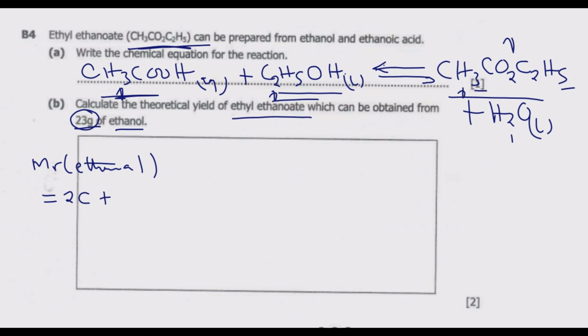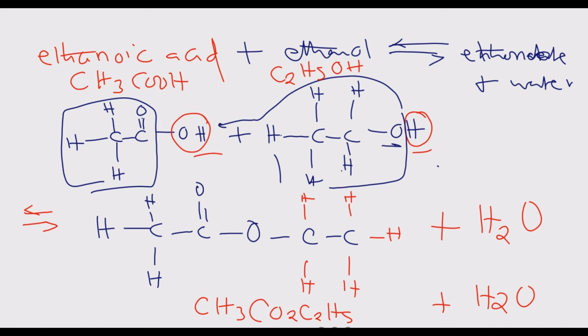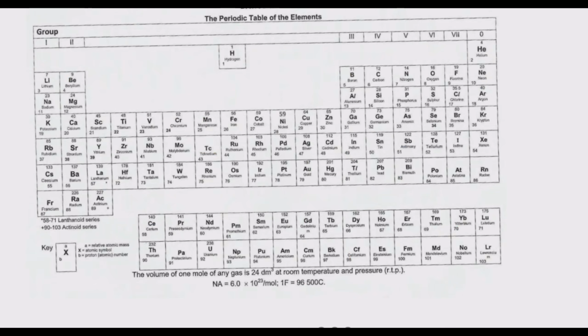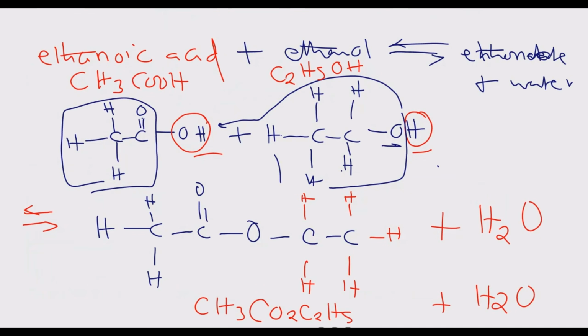So we have basically 5 plus 1, which is 6, so we have 6 H, then plus the carbons, there are 2, then oxygen is basically 1. Then we go to the periodic table and check for these numbers. We know that hydrogen's mass number is 1, carbon is 12, and oxygen is 16. So we can remember those, then we can find this.